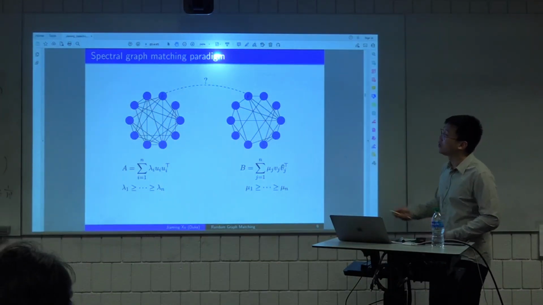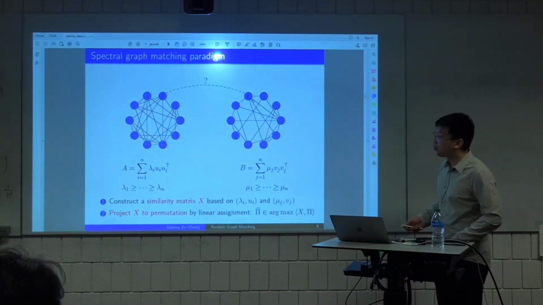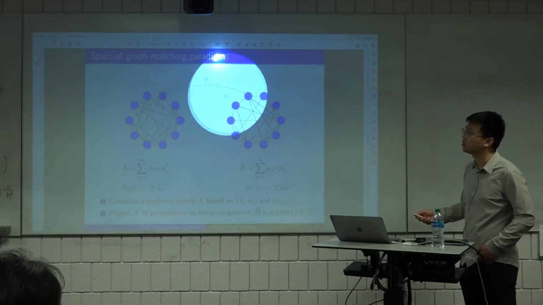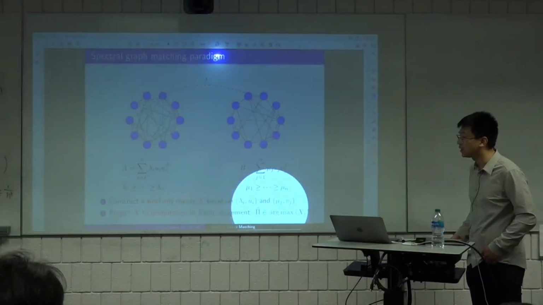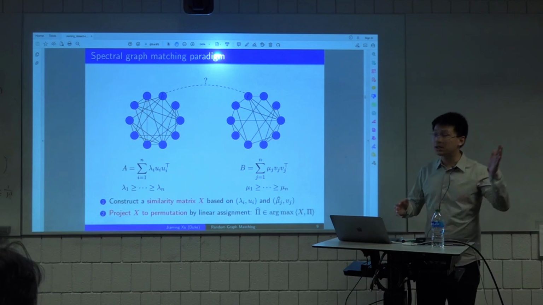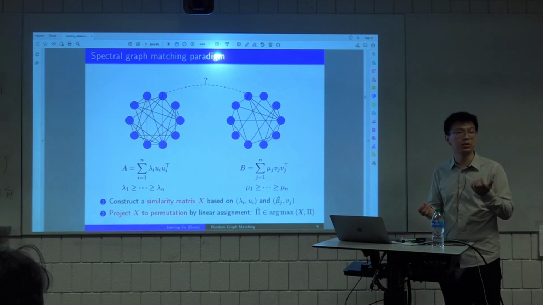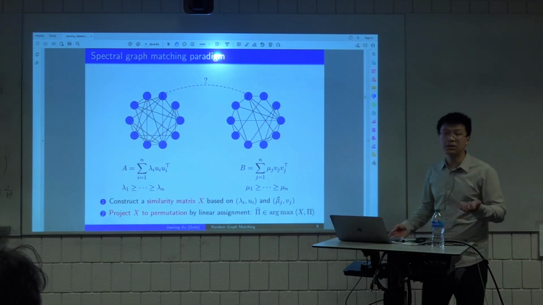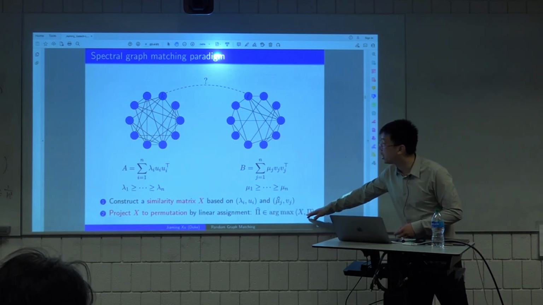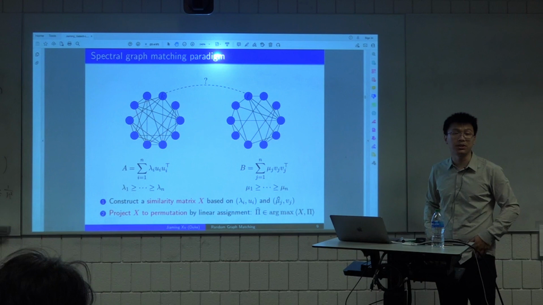So now, remember, we want to match a particular node to another node in the second graph, right? So what you can do is construct some similarity measure between, say, node K and node L, based on their eigenvalues and eigenvectors. If you can construct this similarity matrix X, where the KL entry gives you a very good measure of the similarity between the nodes, then in the second step, you can reduce this to a linear assignment problem. Basically, just find the permutation that maximizes the sum of the similarities under this permutation.